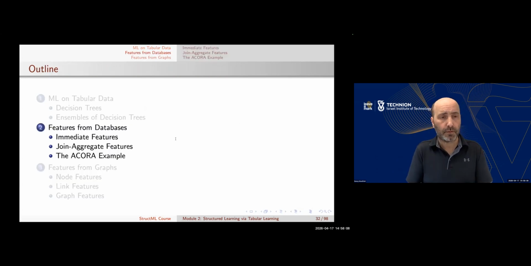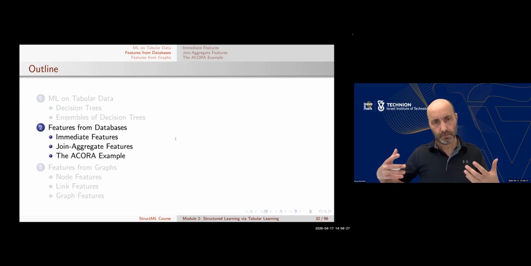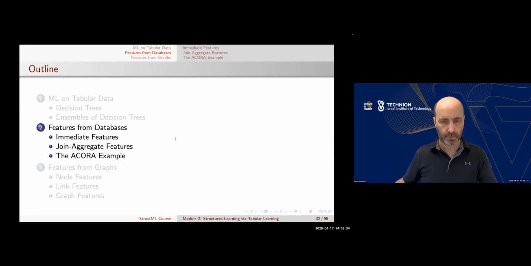That's all. So that was basically what I wanted to say about machine learning on tabular data and specifically decision trees, ensembles, all the way to state-of-the-art techniques like XGBoost. And next, we're going to look at not just tabular data, but full relational databases and understand how to extract features out of them.